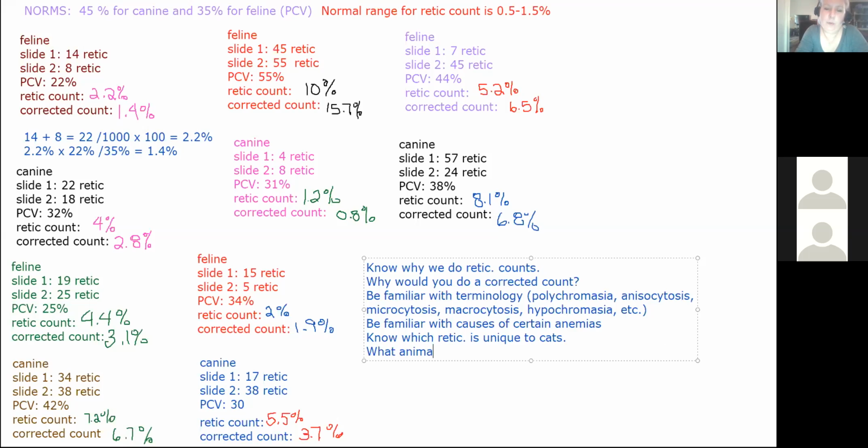What animal do we not need to do a recheck count on? Remember that one? Big animal? Is it equine? Yep, it is. Totally is. So we don't need to do a reticulocyte count on those guys.